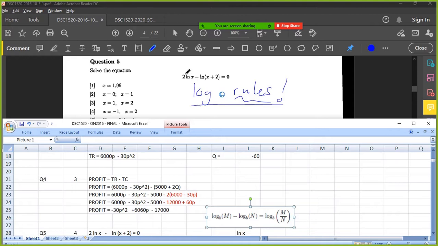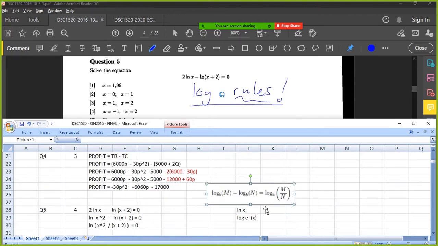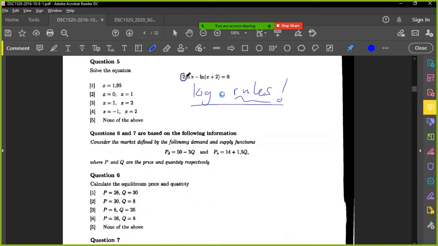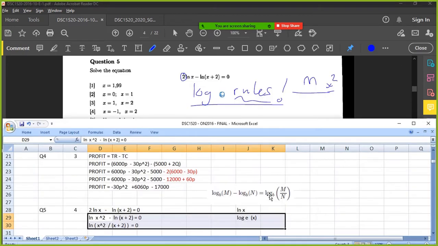Okay, but what happens to that 2 on the outside? You've got to multiply it in, hey? So when you have that log rule, it would be x squared, well, not minus, divide, by the x plus 2. So this 2 out here needs to go into the x, so it'll be an x squared. Is that all right? Okay, so that's the rule.